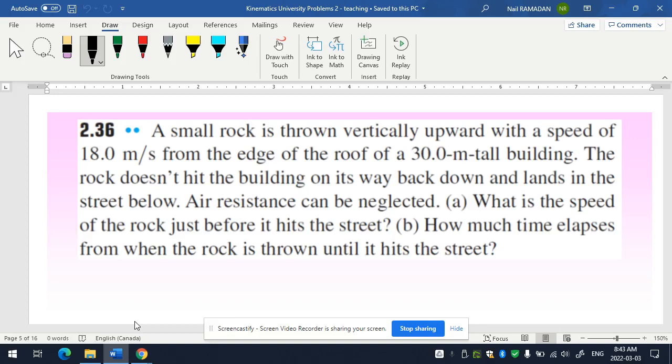So what's the initial height of the throw? 30 meters. Okay, initial height. So apparently it was not thrown from the ground level. It was offset 30 meters above. And it was given a kick up of 18 meters per second.